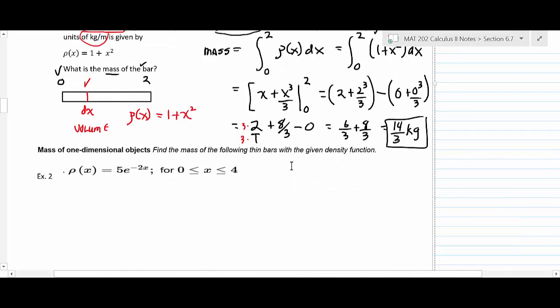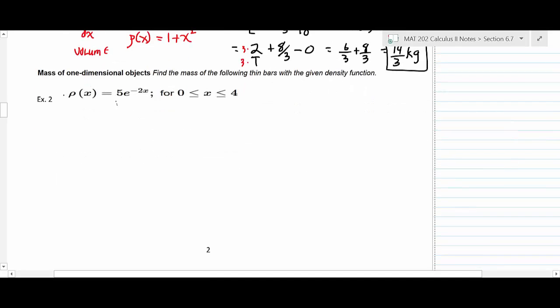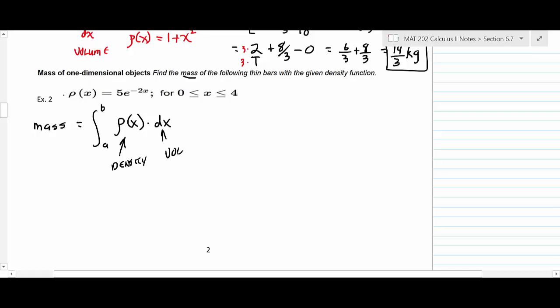Okay, now the next problem's kind of the same way. You're going to find the mass on this one. This time I didn't really give you any units. So the mass on this is, again, the integral from a to b of rho of x, which is the density, times dx. So again, that's your density, and that's the volume. So we're using the formula that we know. What we're going to do on this one is integrate from 0 to 4.